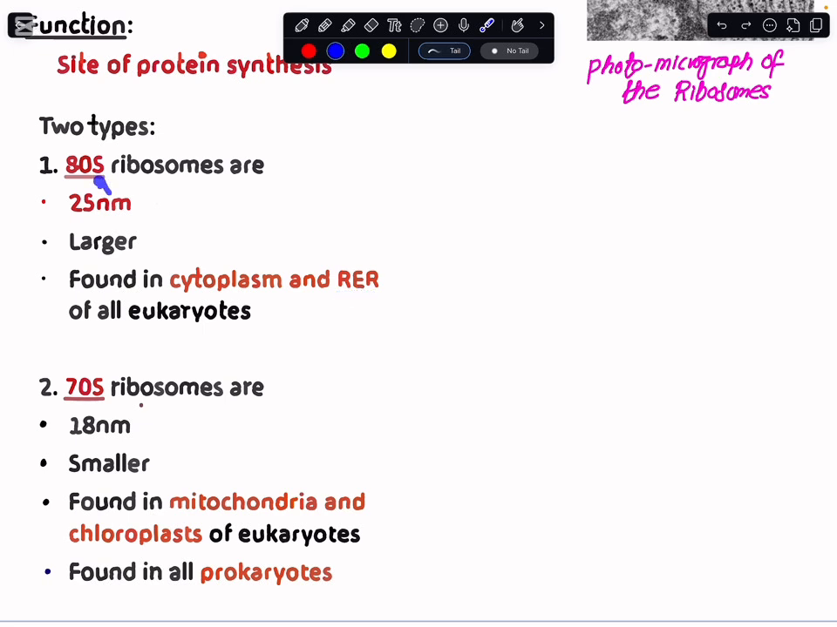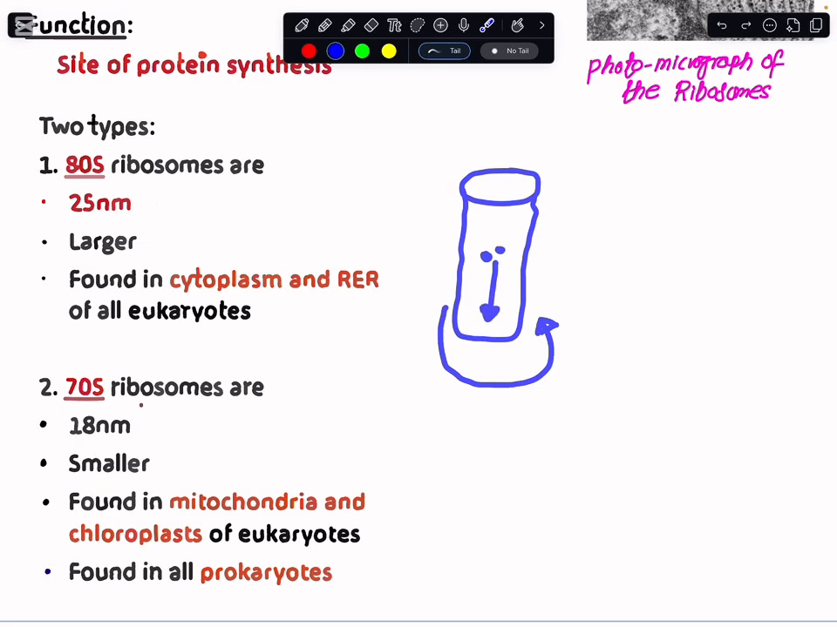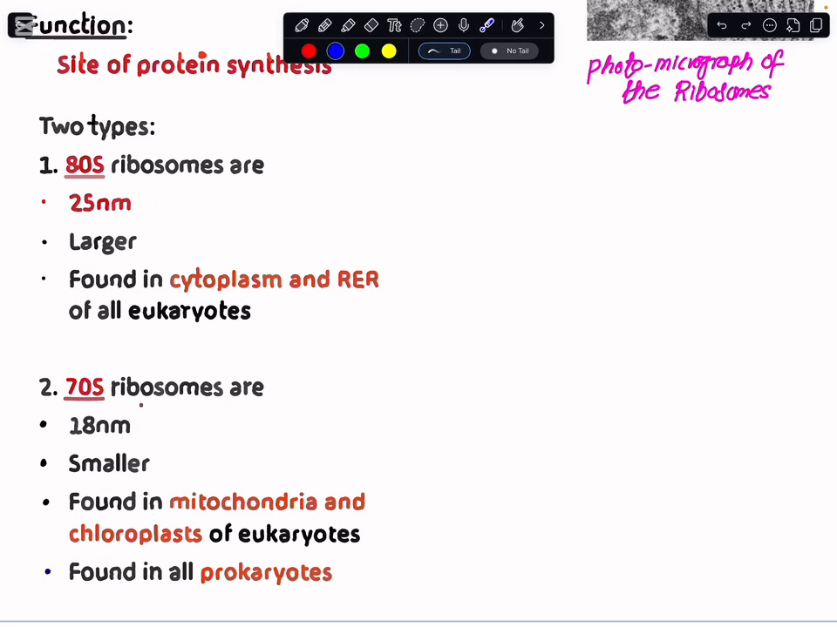Now, this S that we have here stands for the Svedberg unit. The Svedberg unit simply means, if I were to isolate the ribosomes and take them in a test tube, and this test tube was spun at a very high speed, the heavier or larger ribosomes would settle faster to the bottom of the test tube. And for that, the eukaryotic ribosomes attached to the rough endoplasmic reticulum and in the cytoplasm are the heavier kind of ribosome, because when we spin them at a very high speed in a centrifuge, they deposit faster as compared to these lighter 70S ribosomes.